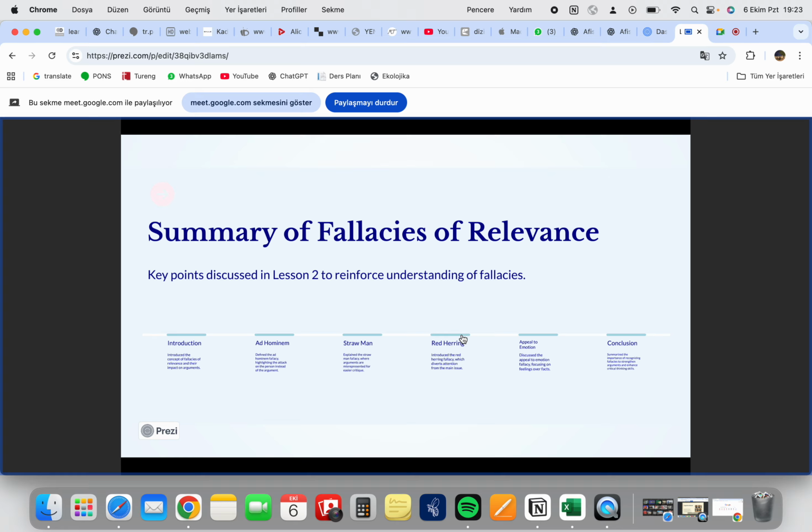Okay, before you go, I want to give you a small challenge. For the next few days, every time you see a commercial, news post, or an online argument when you are scrolling on Insta, write down one example of relevance fallacy. Then bring it to our next lesson so we can analyze it together and we can discuss it better.